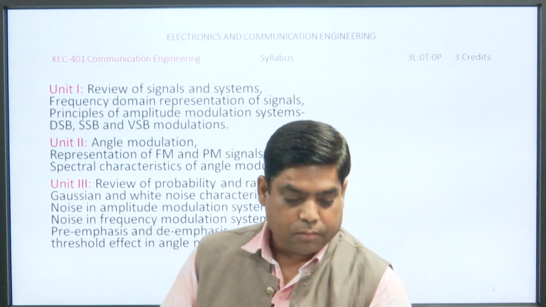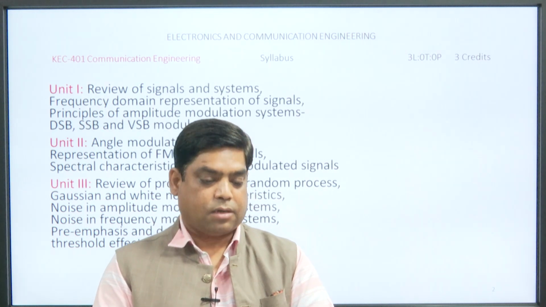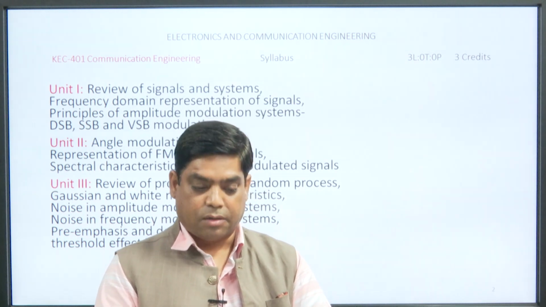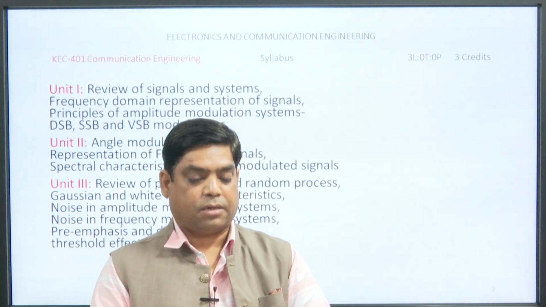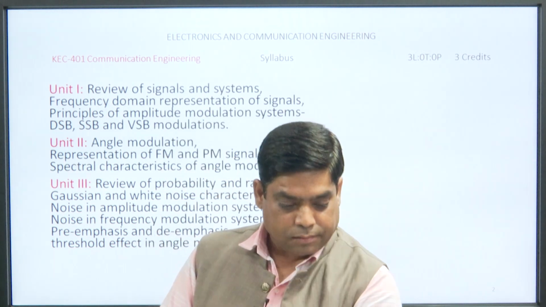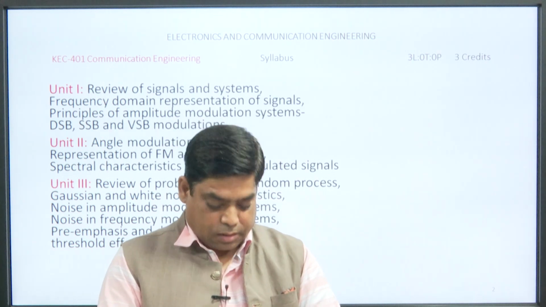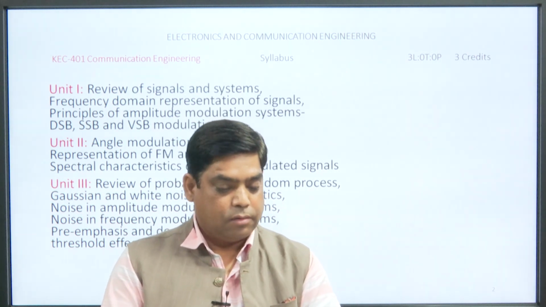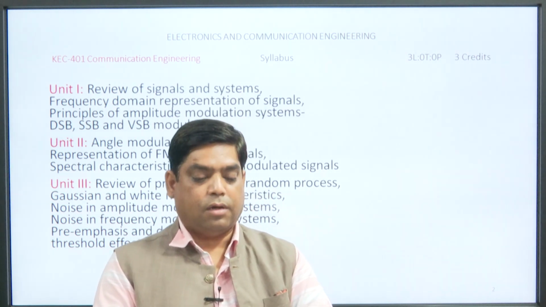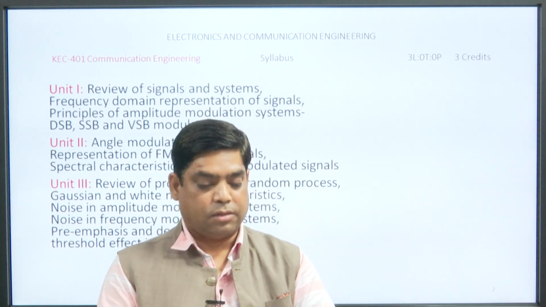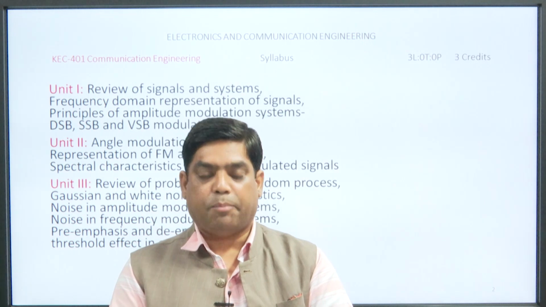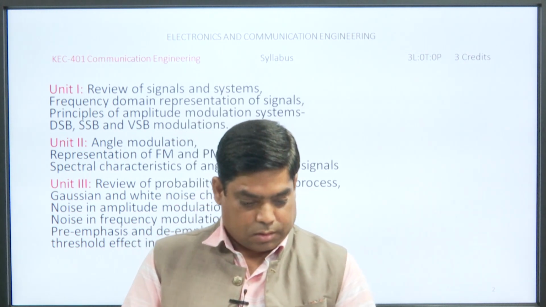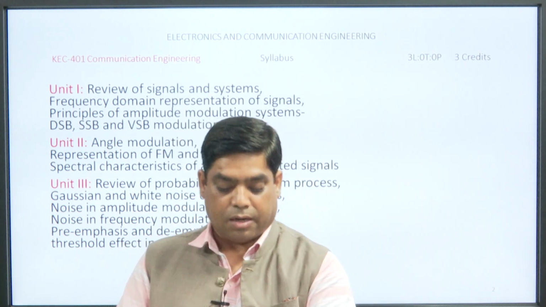In unit two, we will discuss basics about analog modulation, in which angle modulation, representation of frequency modulation and phase modulation signals, and spectral characteristics of angle modulated signals. In unit 3, we will discuss random processes, then review probability and random processes, different noises, Gaussian and white noise, their characteristics, and noise in amplitude modulation systems, noise in frequency modulation systems, pre-emphasis and de-emphasis, threshold effect in angle modulation.